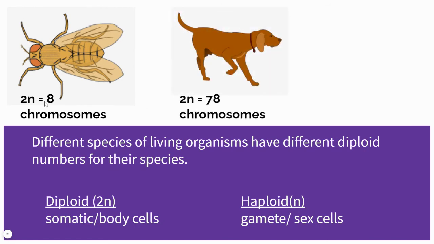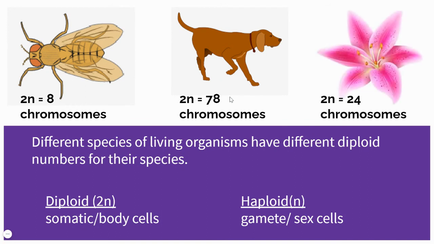In case of a dog, its diploid number is 78 chromosomes. So when this dog, if it is a male, it will produce sperm. If it is a female, it will produce ova. But the sperm and the ova will have half the number of chromosomes. Okay. Or for example, a lily's diploid number of chromosomes is 24.